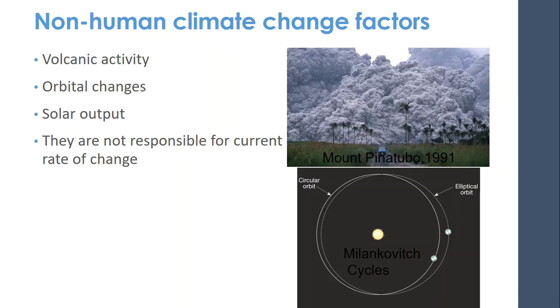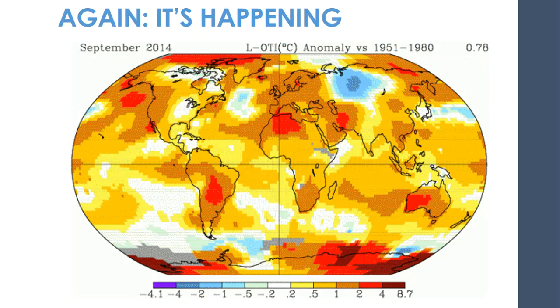These non-human climate change factors are relatively small. We can document them. We can see how much they change the climate, and it is very, very, very little. And again, it's happening. I swear, I'm not lying.